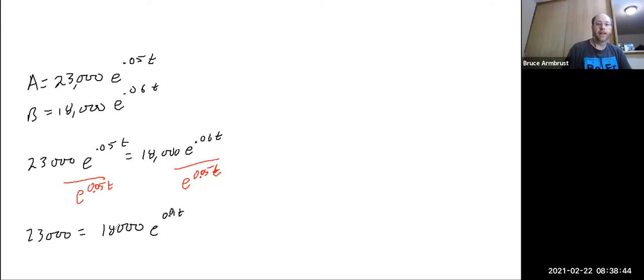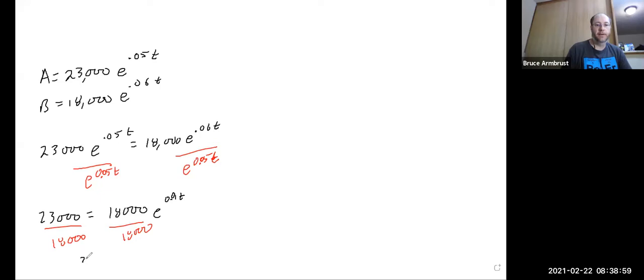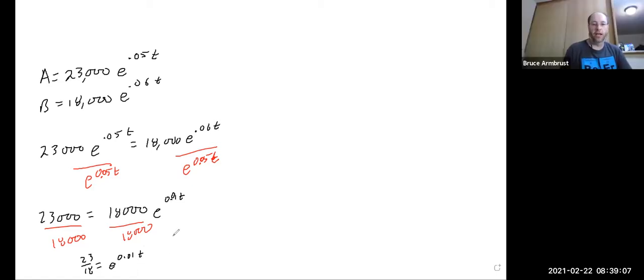Okay, so now I'll divide the 18,000. Let's move those guys over. And what that leaves me with is 23/18 is equal to e to the 0.01t. And now it's take a log and so on. All right, so is that a good enough shove for number 25?